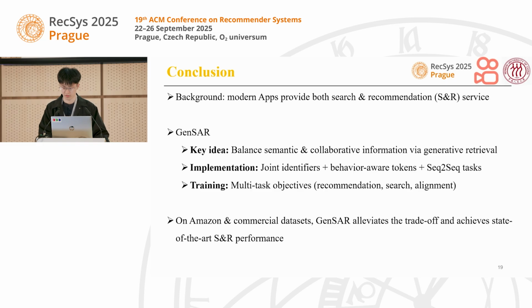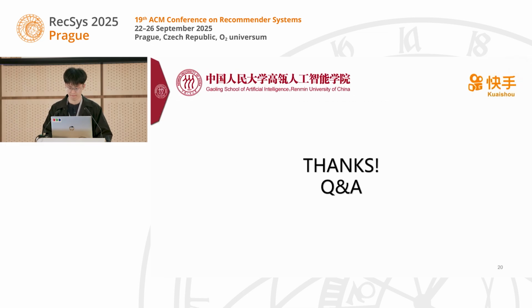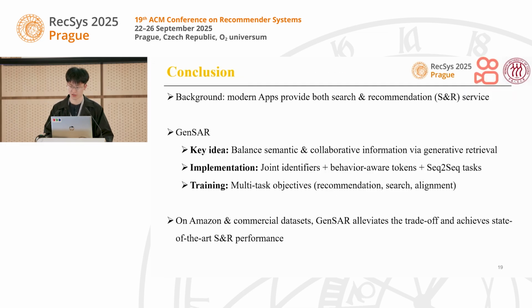To conclude, first, background. Modern apps offer both search and recommendation services, creating a need for effective joint modeling. We proposed GenSAR, whose core idea is balancing semantic and collaborative information via generative retrieval. For implementation, it uses joint identifiers, behavior-aware tokens, and a sequence-to-sequence framework. Training relies on multi-task learning. Finally, experiments show GenSAR's strengths. It alleviates the search and recommendation trade-off and achieves state-of-the-art performance in both tasks.